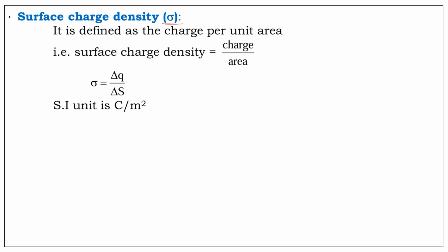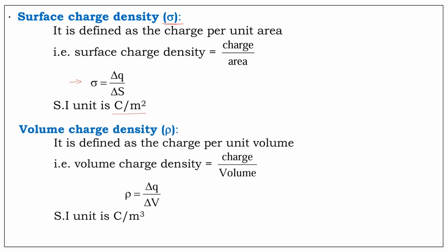That is, sigma is equal to delta Q by delta S. SI unit is coulomb per square meter. 3. Volume charge density, denoted by ρ. It is defined as the charge per unit volume. Volume charge density is equal to charge by volume. That is, ρ is equal to delta Q by delta V. SI unit is coulomb per meter cube.